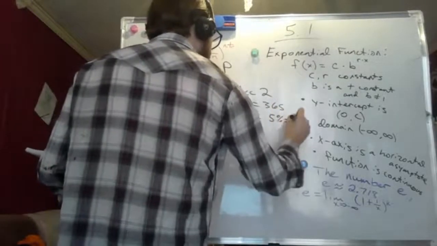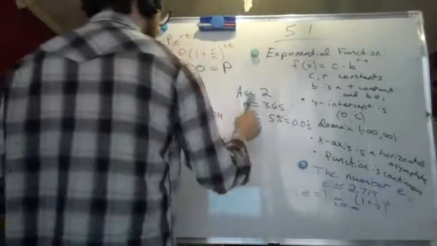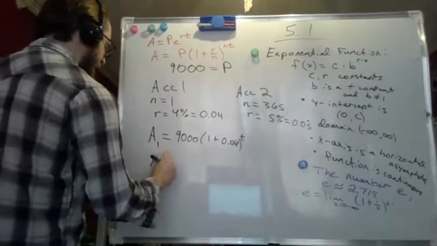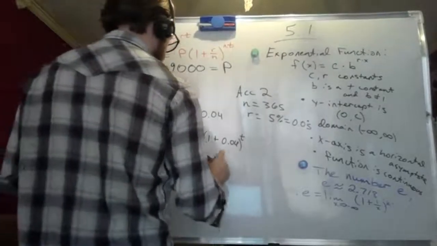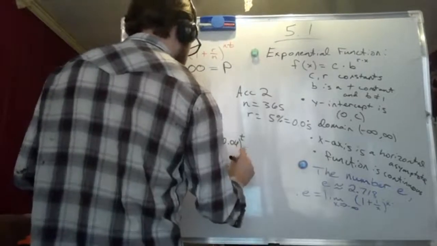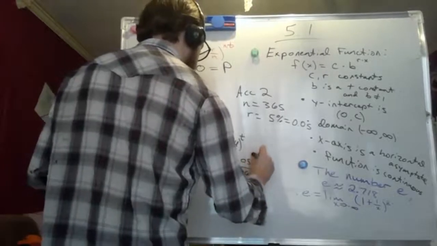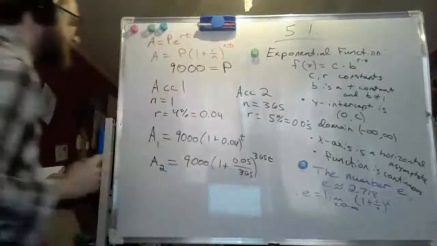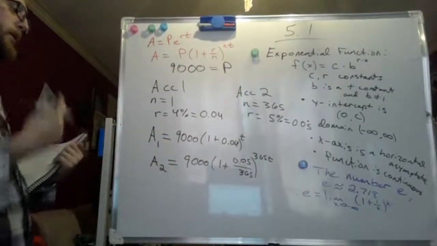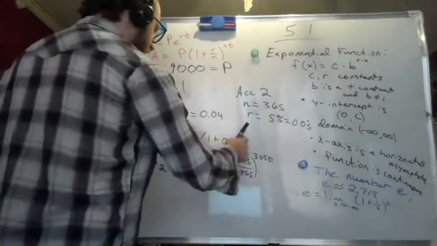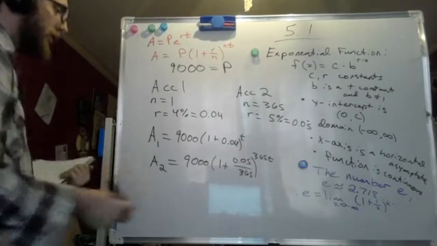So go ahead and change that to a decimal. That's 0.05. So again, we have our N, we have our R. So we can write that A2, account 2, is equal to 9,000 times 1 plus 0.05 divided by 365 raised to the 365t. Okay, so there we go. We have our two equations that represent how much is going to be in the bank account after t number of years, depending on if the money is in account 1 or account 2. Okay, so let's keep going.